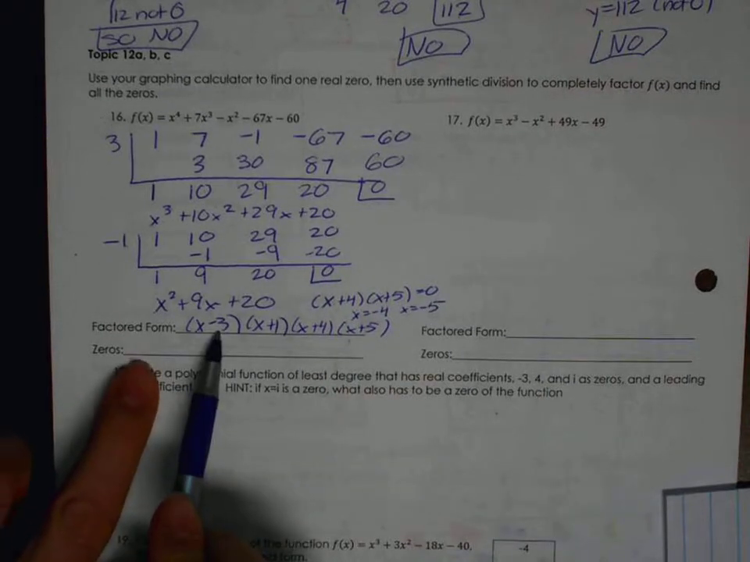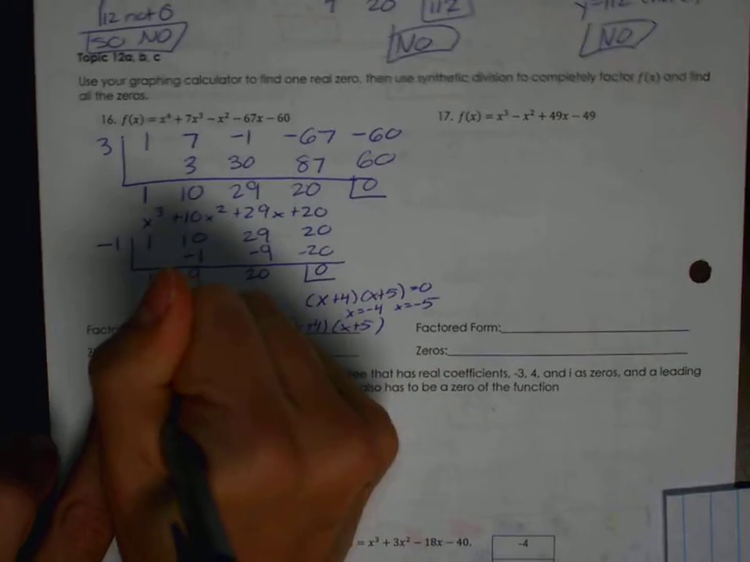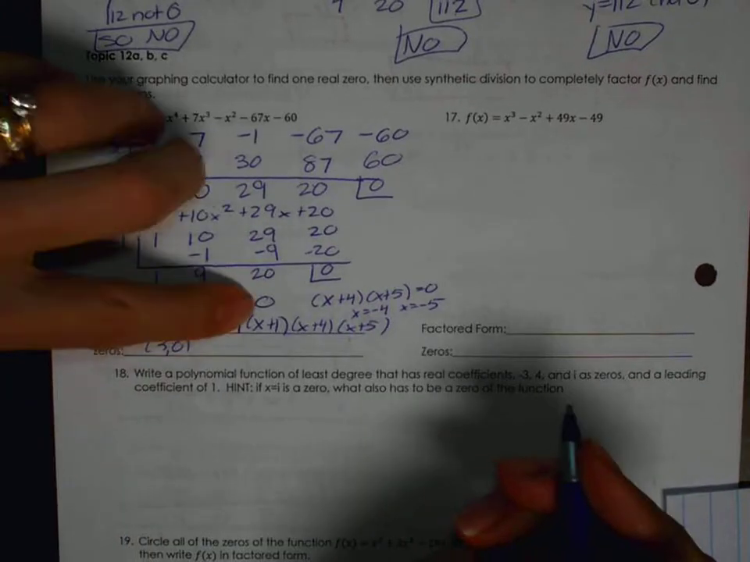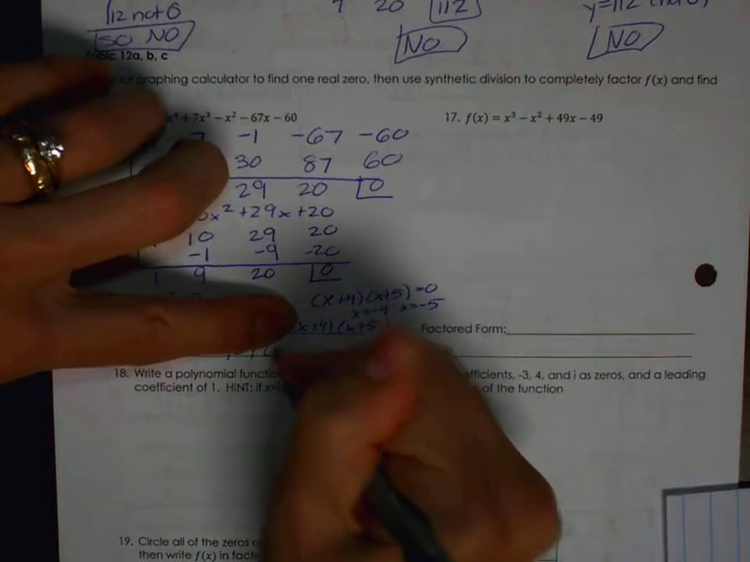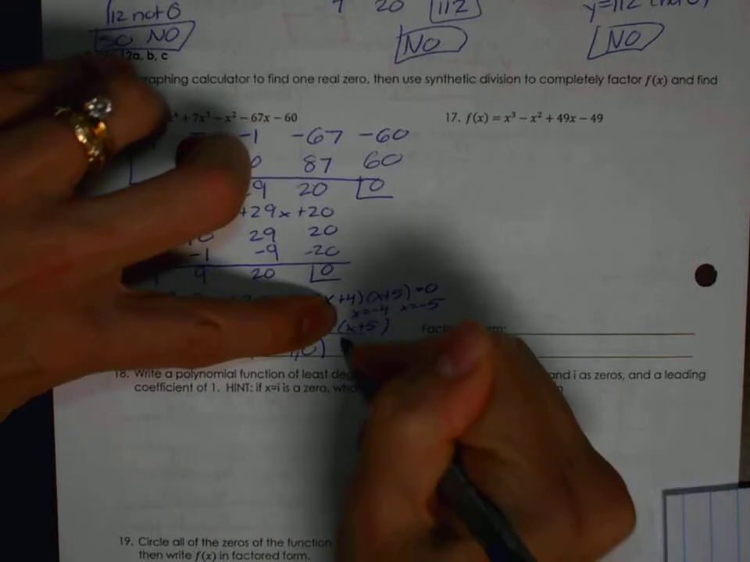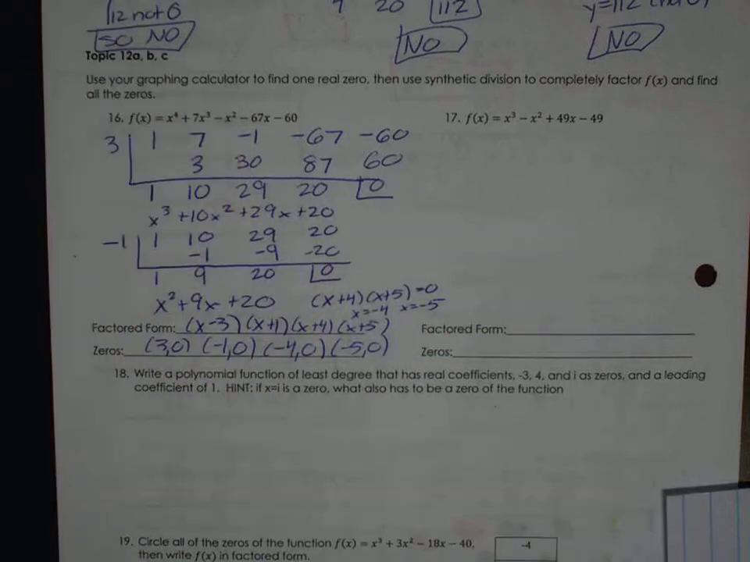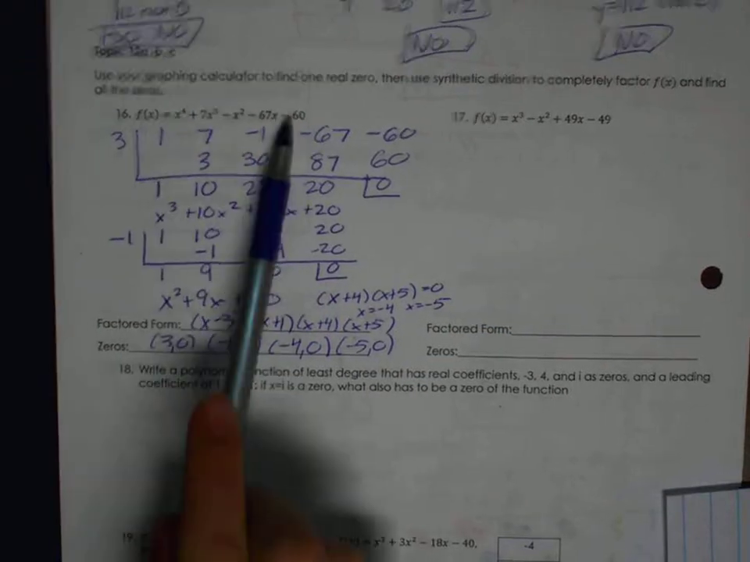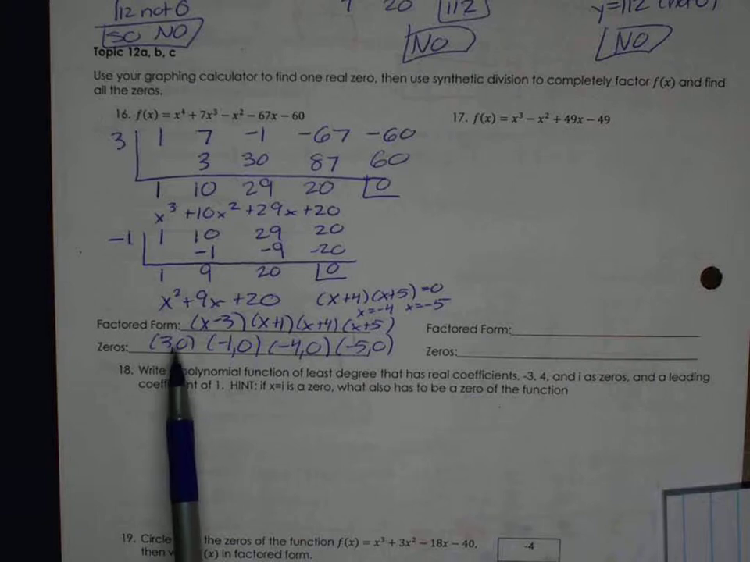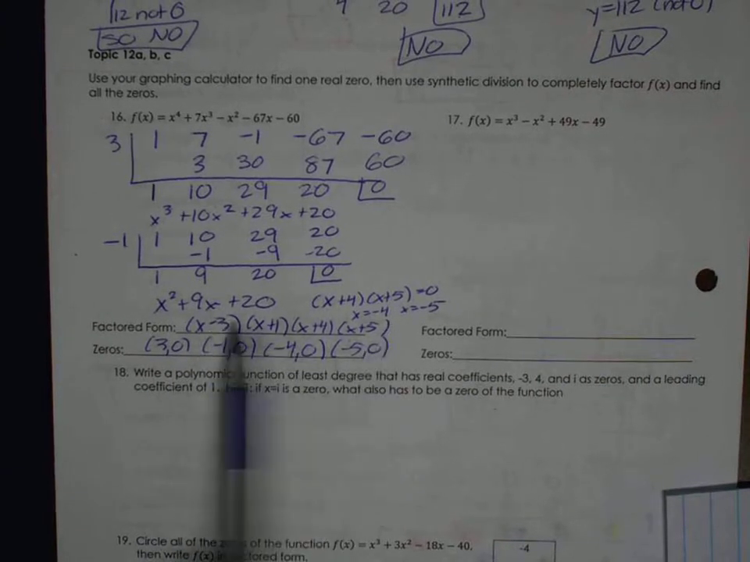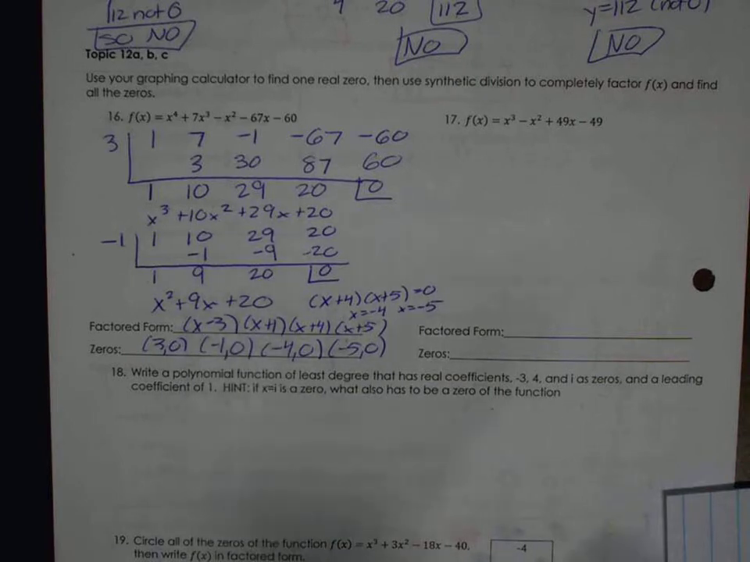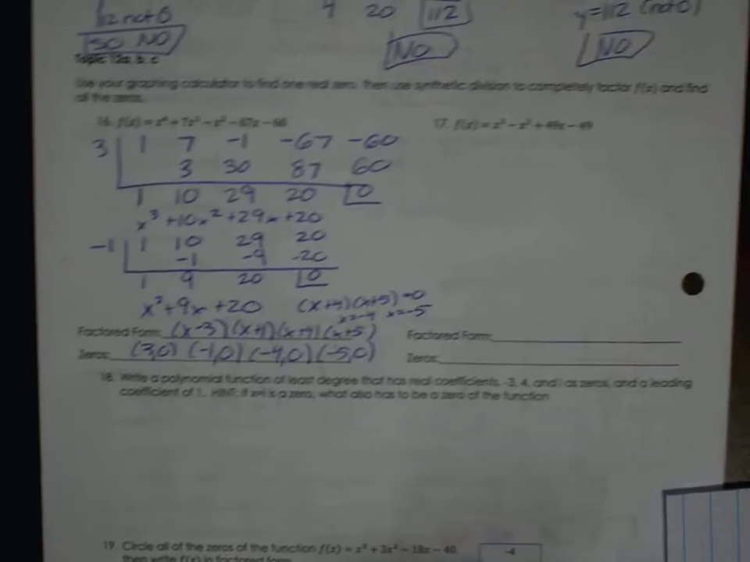Zeros means set them equal to 0 and solve. When I set this one equal to 0, I get 3. When I set that one equal to 0, I get -1. That one gives me -4. That one gives me -5. So that means for this polynomial, it crosses the x-axis at these 4 spots. And this is my factored form. So let's try one more.